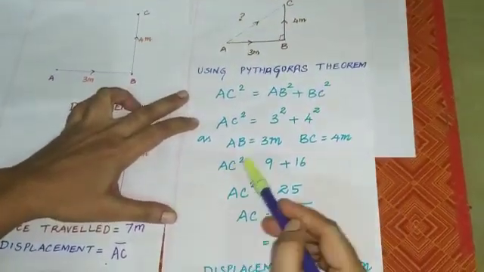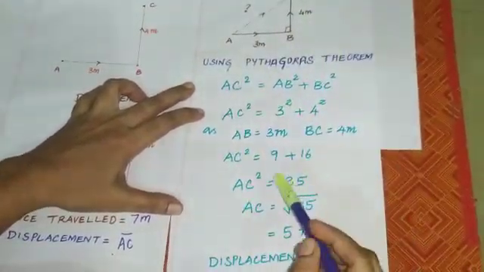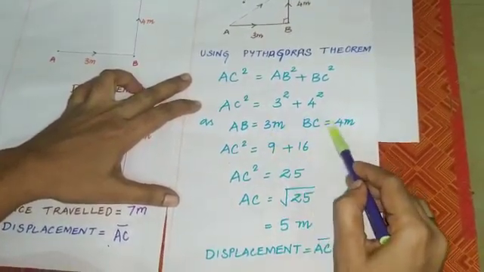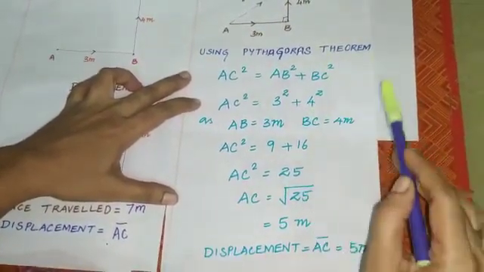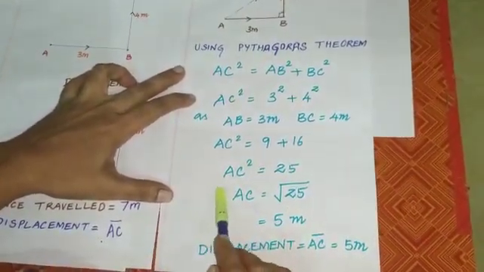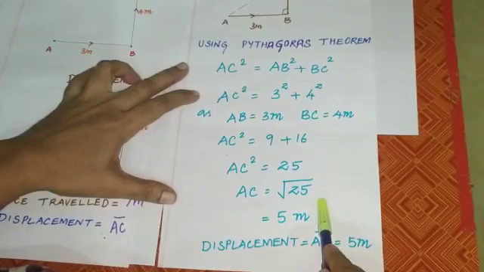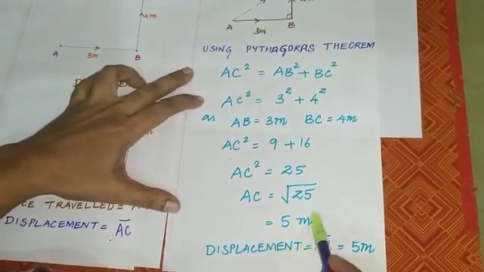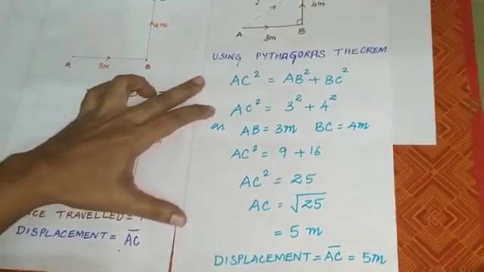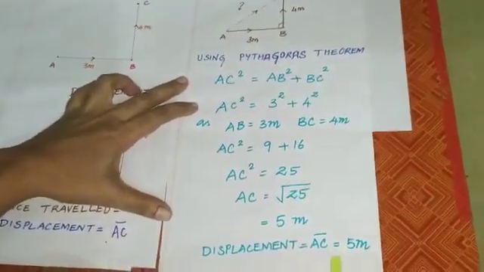That is the hypotenuse. So, AC square is equal to AB square plus BC square. So, AC square is equal to 3 square plus 4 square. So, AC square is equal to 9 plus 16, which is equal to 25. So, AC is equal to square root of 25, which is 5. So, AC is 5 meter. So, now we can understand that the displacement in this example is 5 meter.